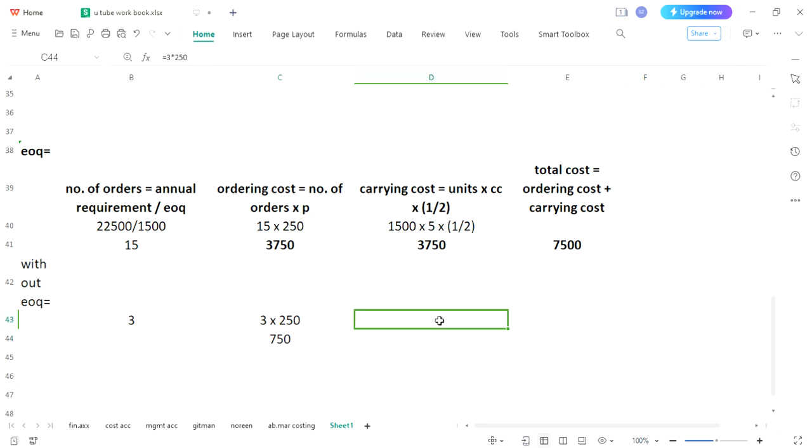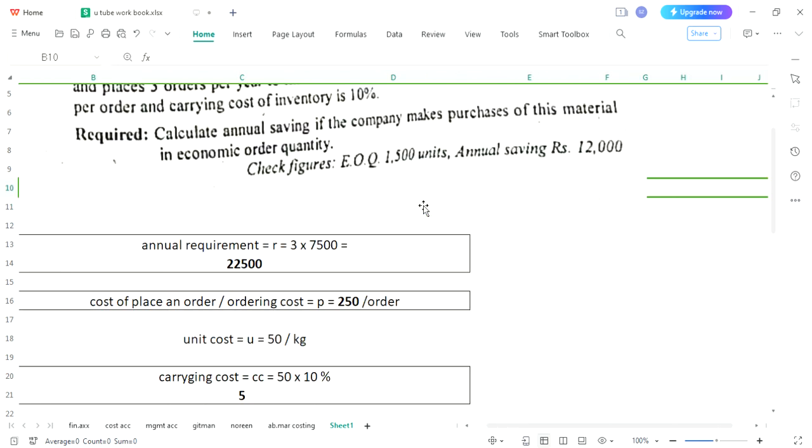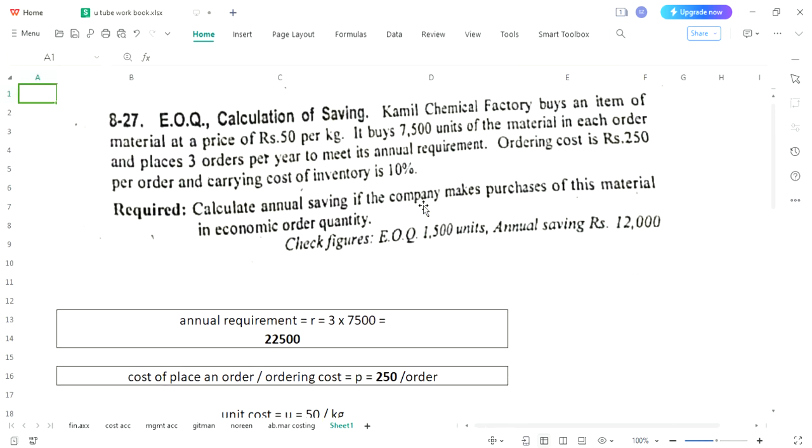Now we will see our carrying cost. Please put your attention over here. You need to calculate your carrying cost. How many units in one order do we carry? For that, just go back to the question and see that in a single order, it buys 7500 units of the material in each order. So they are carrying 7500 units per order.